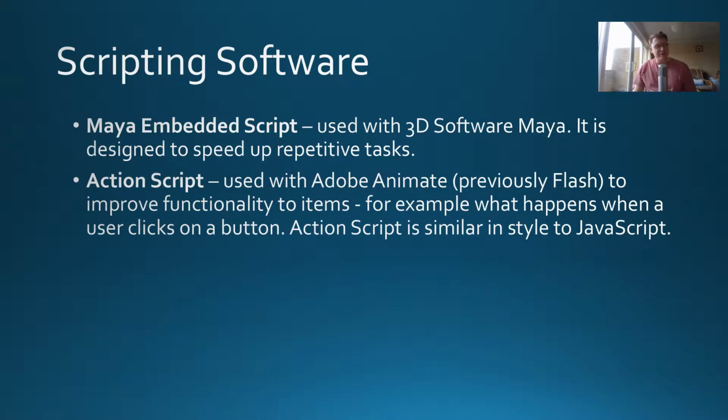You've got Maya, which is used for 3D software, and this is designed to speed up repetitive tasks. If you can imagine a piece of 3D software, there may be things that you need to do again and again, and the idea is that by using the script you can set up almost like a macro, I suppose you could say, and it will repeat things that you do over and over again. That will speed up your coding.